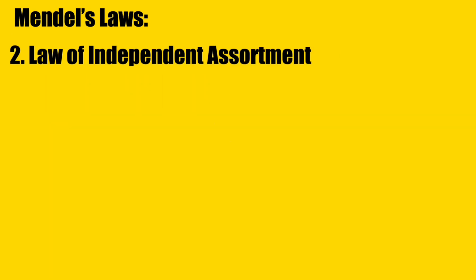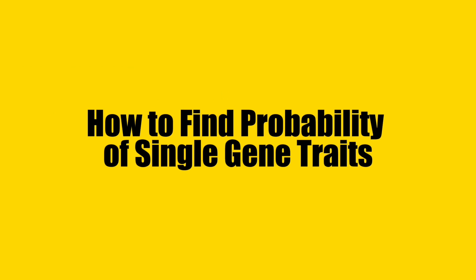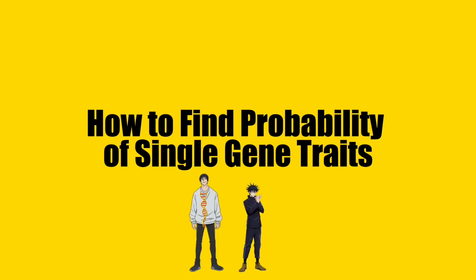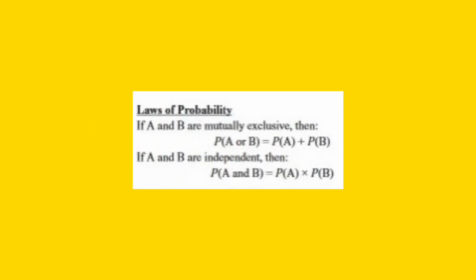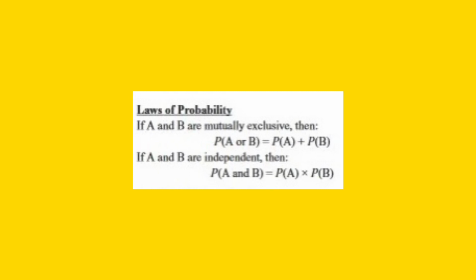And the second law is the law of independent assortment. Genes are not linked. Two or more genes assort independently of each other. In other words, one gene is not automatically inherited with another gene. For finding the probability of single gene traits from parent to offspring, this formula is used and is going to be on the AP Bio formula sheet for the exam, but it's important to understand the formula. To determine the probability of A or B happening, you would add the probability of A and the probability of B together. To determine the probability of A and B happening, you would multiply the probabilities together.